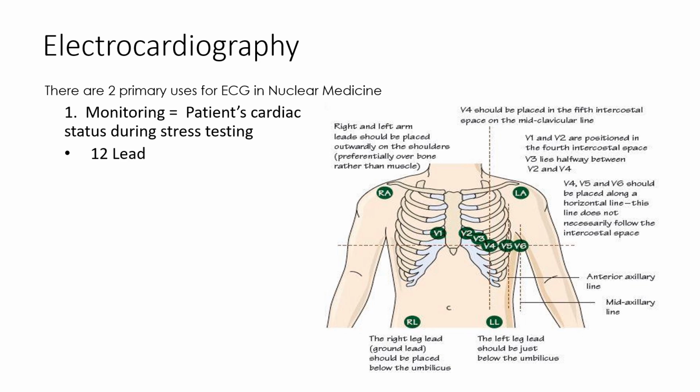for the images. So this is where you place them: right arm, right leg, and left leg. And then V1 through V6 kind of follow in a line here. V1 and V2 should be opposite sides of the sternum, and then V3 and V4 kind of follow right below it, and 5 and 6 kind of wrap around laterally.